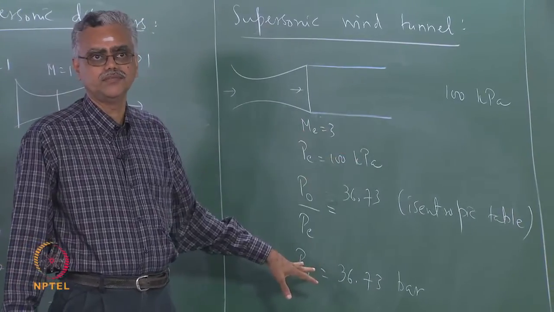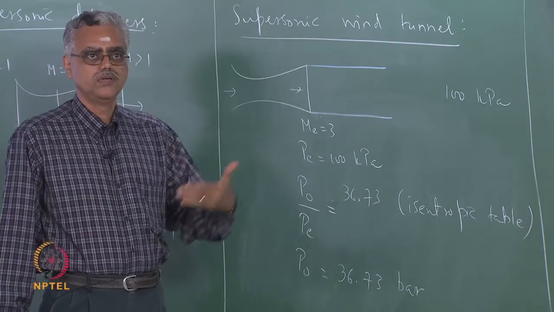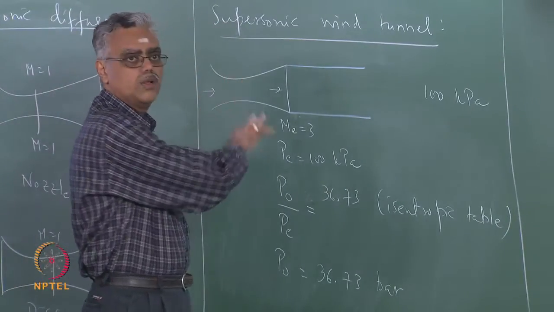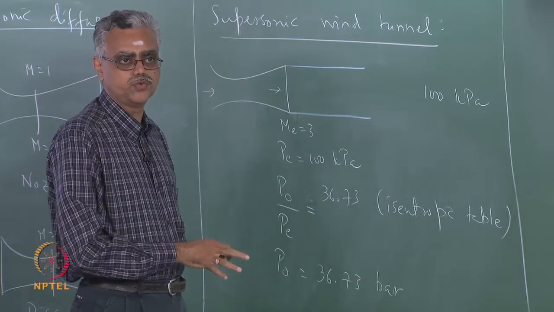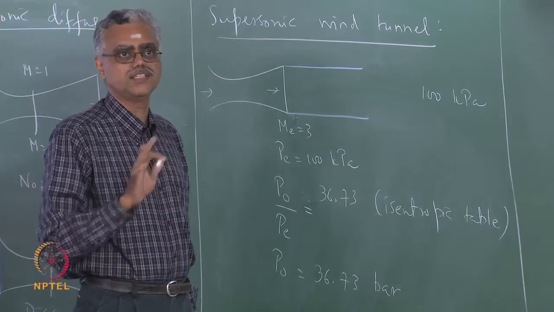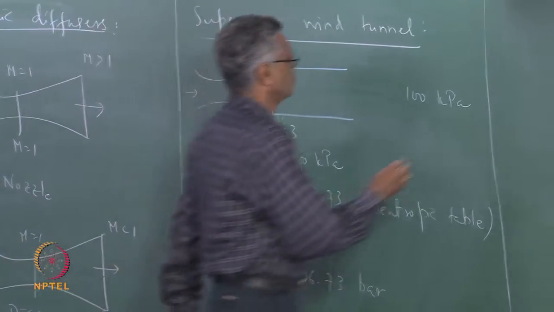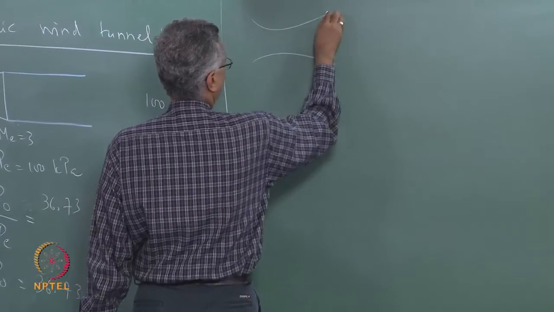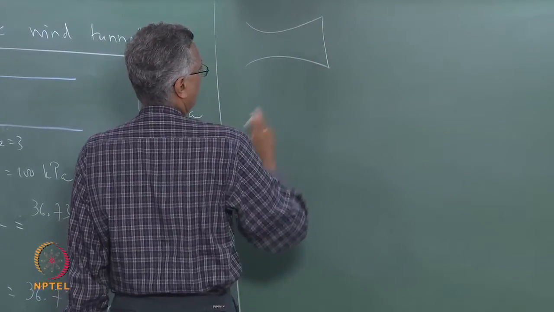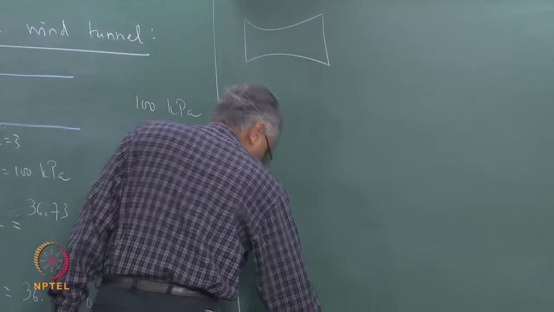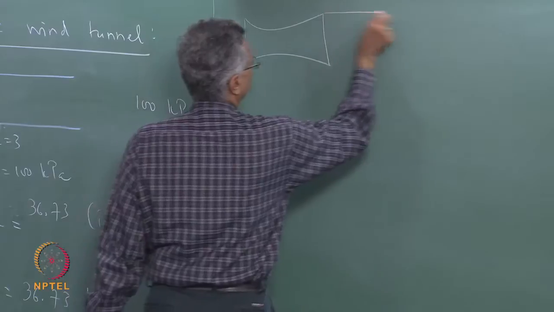This is a lot of energy. We can actually improve upon this by doing the following. Let us say that instead of allowing it to expand into the atmosphere this way, we want the Mach number to be 3, that is our desired test section Mach number. Let us say that we do something like this. Same nozzle, same everything, but now instead of allowing the nozzle to exhaust to the ambient, let us say that we put a test section, we add walls to this.